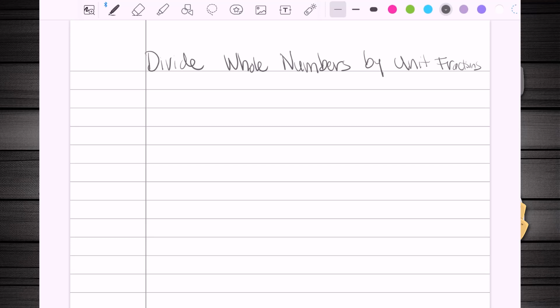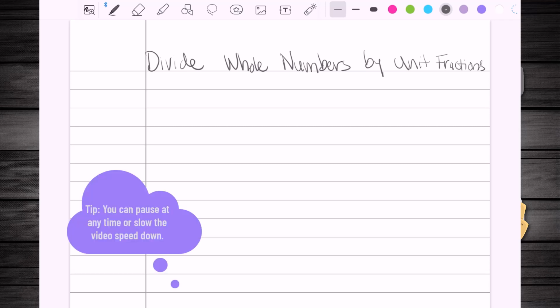Now let's remind ourselves what unit fractions are. Ooh, that's a little messy. First, let me fix that. Divide whole numbers by unit fractions. I do not have the best handwriting, but I try. Remember that you can pause at any time.